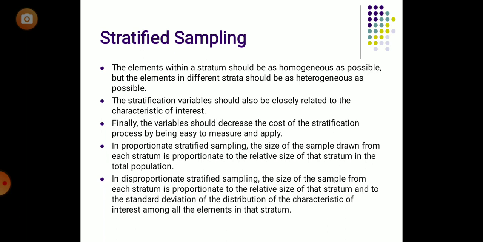Here 60% are male, so out of 10, they will select 60% male, meaning 6 students from the male stratum. And 40% are female, out of 100, so out of 10, the researcher will select 4 students from the female stratum. So this is an example of proportionate stratified sampling. When the sample is selected based upon the population proportion, this is known as stratified sampling.